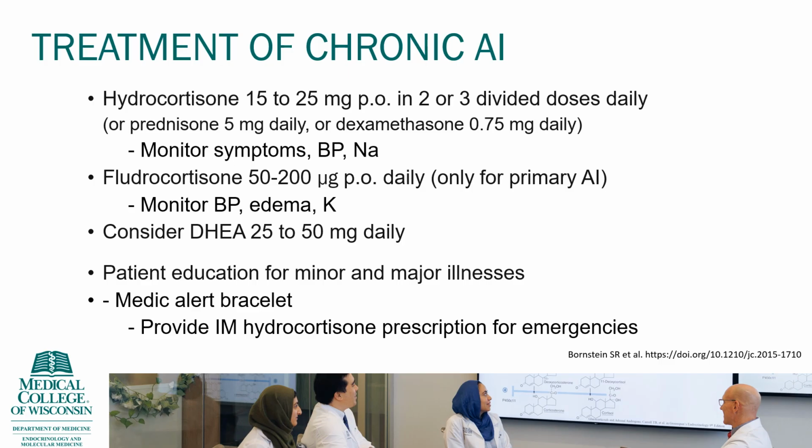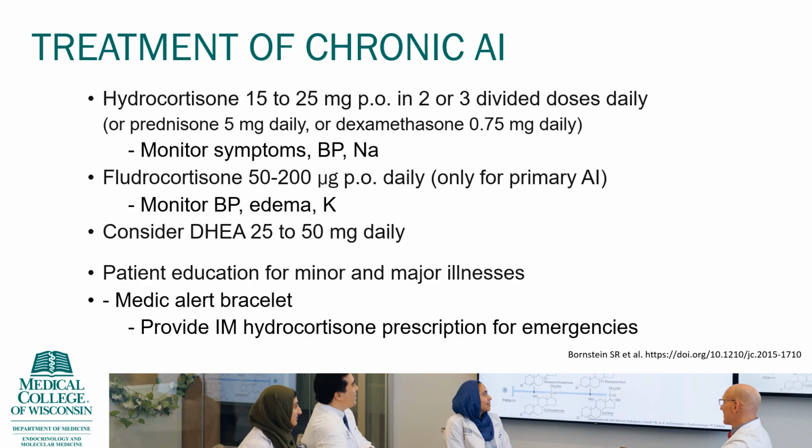Regimens such as prednisone or dexamethasone are less preferred. In some instances, they have to be used and can be used in a dose of about prednisone 5 milligrams a day or dexamethasone 0.75 milligrams daily. But again, those are not preferred agents. And then we really monitor patients' symptoms. We monitor their blood pressure, their serum sodium to ensure that those are all normal. Patients who have primary adrenal insufficiency, who have failure of the adrenal gland itself, also need mineralocorticoid, and those individuals should be treated with fludrocortisone.